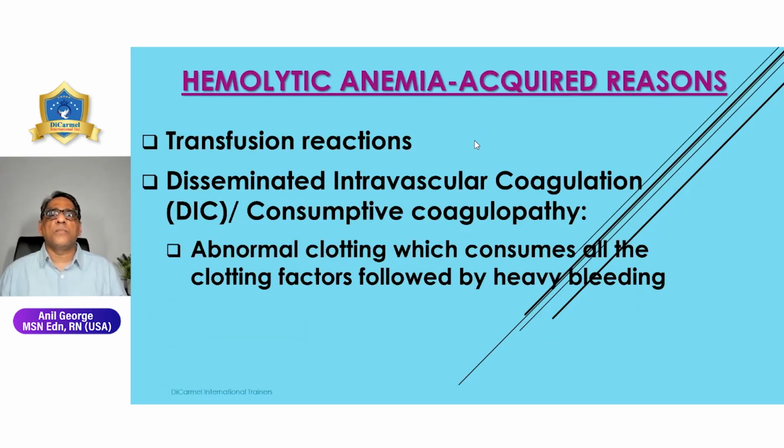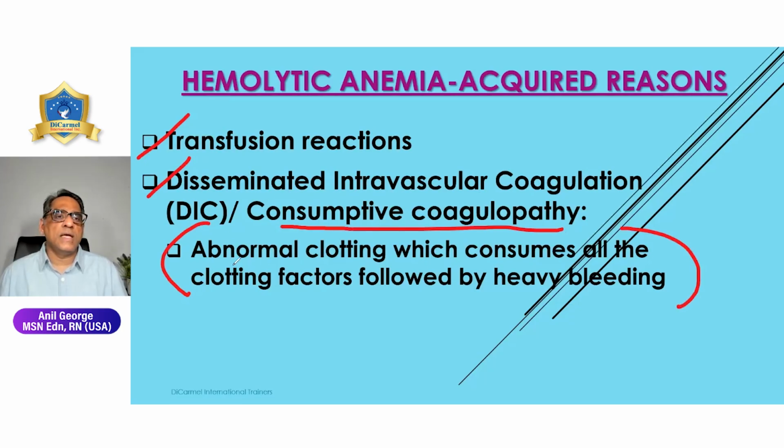Yeah, so the acute causes include transfusion reactions, DIC. So DIC, we heard that several times, right? The disseminated intravascular coagulation, or we also call it consumptive coagulopathy. So it's abnormal clotting, which consumes all the clotting factors, followed by heavy bleeding. So that's what DIC is.